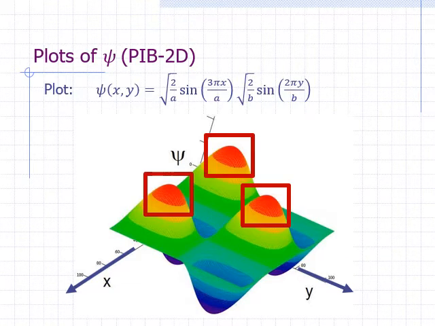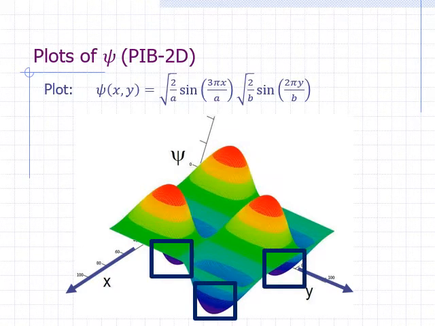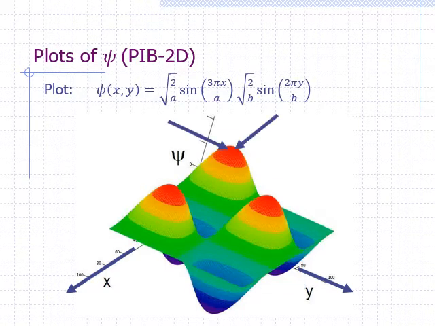There are 3 mountains and there are 3 trenches. If one section has a mountain, then the next section has a trench. The peaks of the mountains are shown here in red. The bottoms of the trenches are shown in blue. This is the peak in the section between x equals 0 and the first node at x equals a over 3, and between y equals 0 and the first node at y equals b over 2.